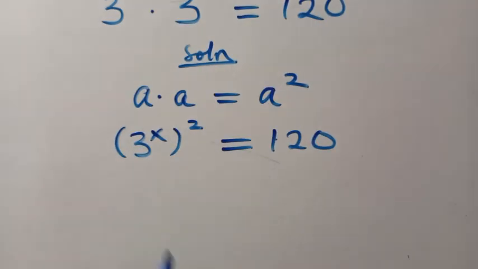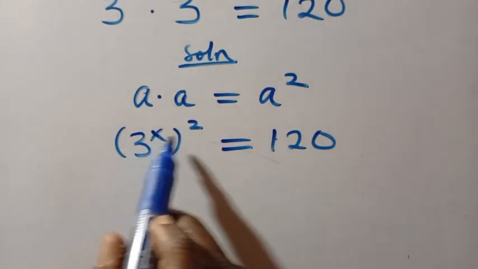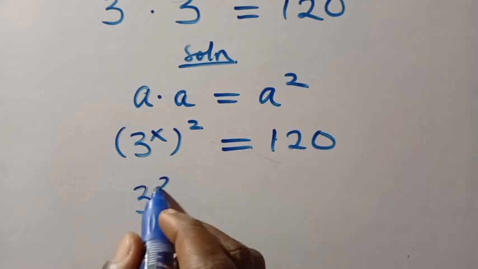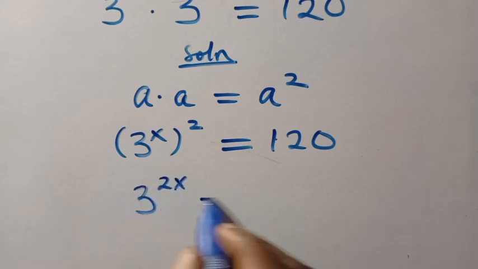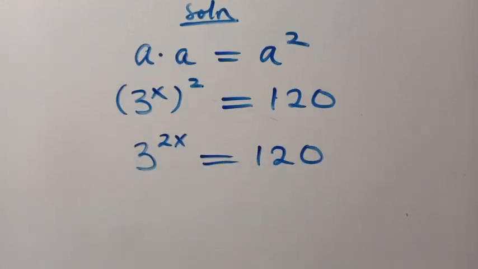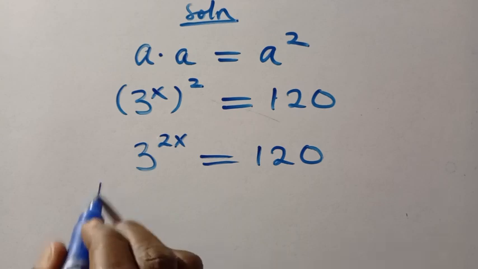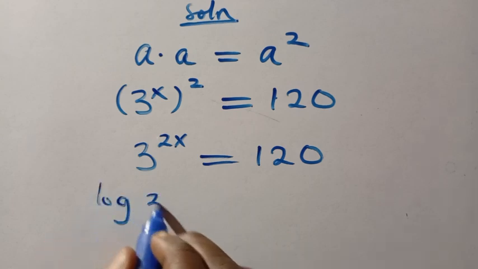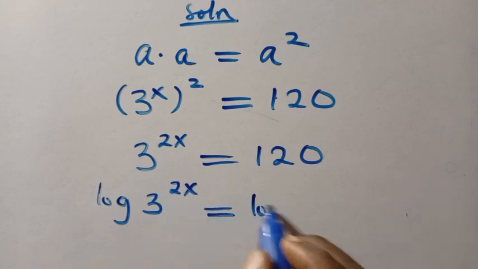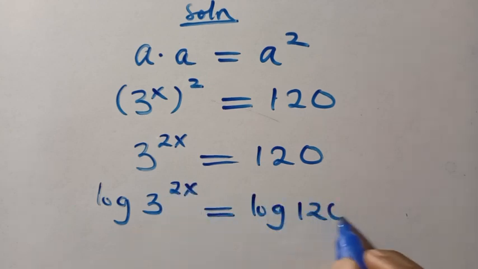And from here, we have to multiply x and 2 together. So by multiplying that, we have 3 raised to the power of 2x equals 120. Then let's introduce log on both sides. We have this as log 3 power 2x equals log 120.